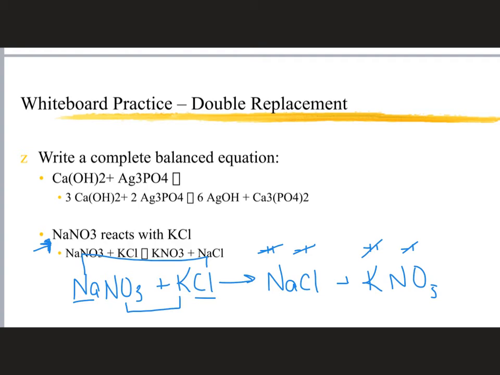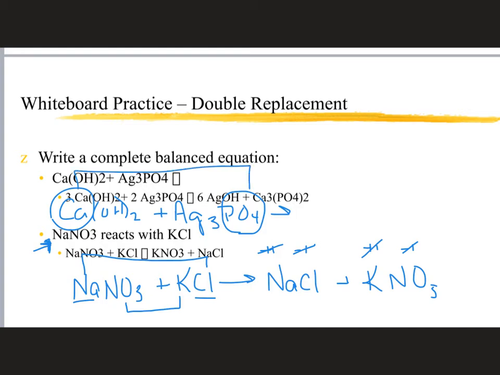All right, let's look at the one on the top. Calcium hydroxide, where that 2 is outside the parentheses as a subscript, reacts with Ag3PO4. So that 3 is a subscript on the silver, meaning there's 3 silvers, but that 4 is a subscript as part of the phosphate. So we're going to take our calcium and our phosphate, yes, including the 4, and make a new compound, CaPO4.